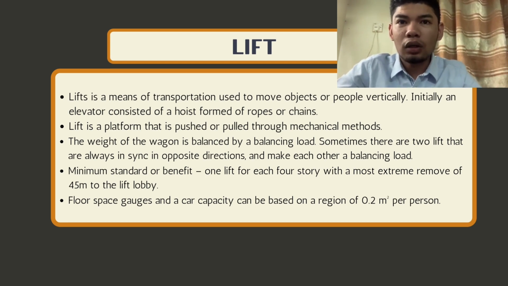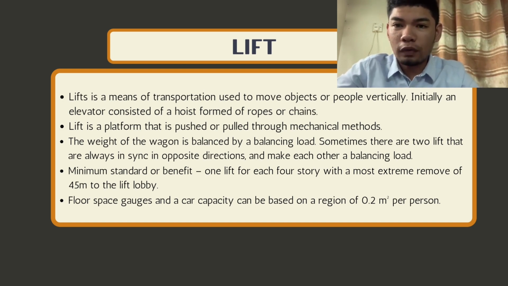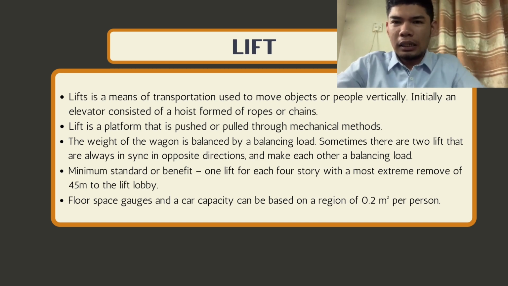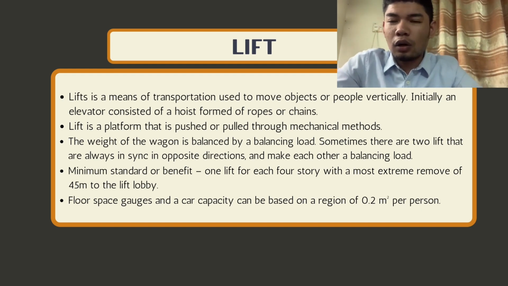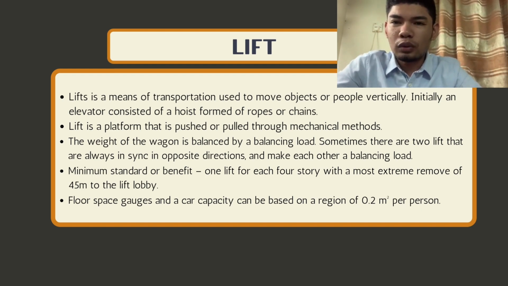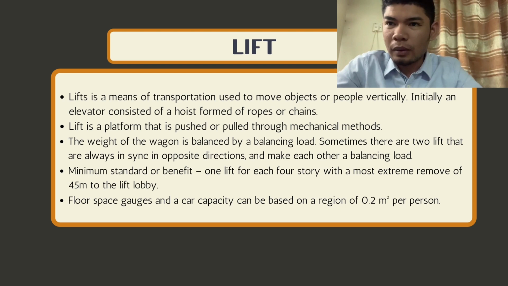As a standard maximum benefit, one lift is provided for every 4 stories, with a maximum travel distance of 45 meters to the lift lobby. Floor space and car capacity can be based on the region of 0.2 square meters per person.